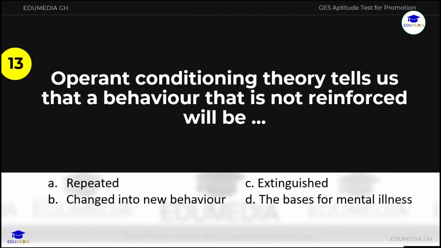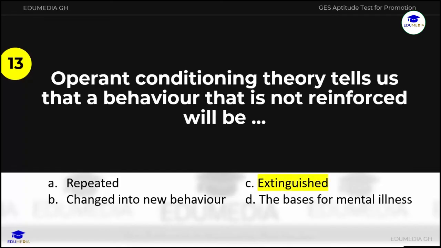Question number 13. Operant conditioning theory tells us that a behavior that is not reinforced will be A. Repeated, B. Changed into new behavior, C. Extinguished, and D. The basis for mental illness. The correct answer is C.